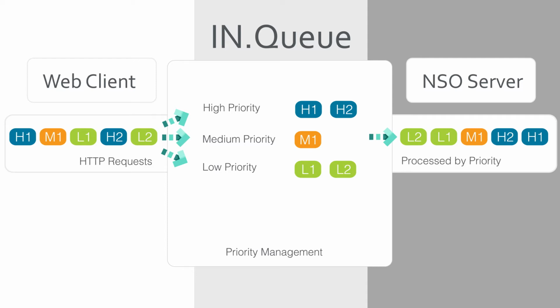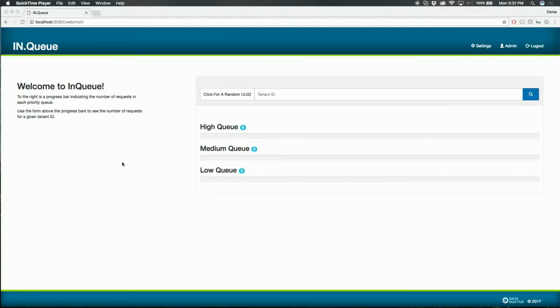Now, we no longer have to worry about sending requests individually. Instead, we can send multiple and give them each a priority. Follow along as we demonstrate INQueue in action.